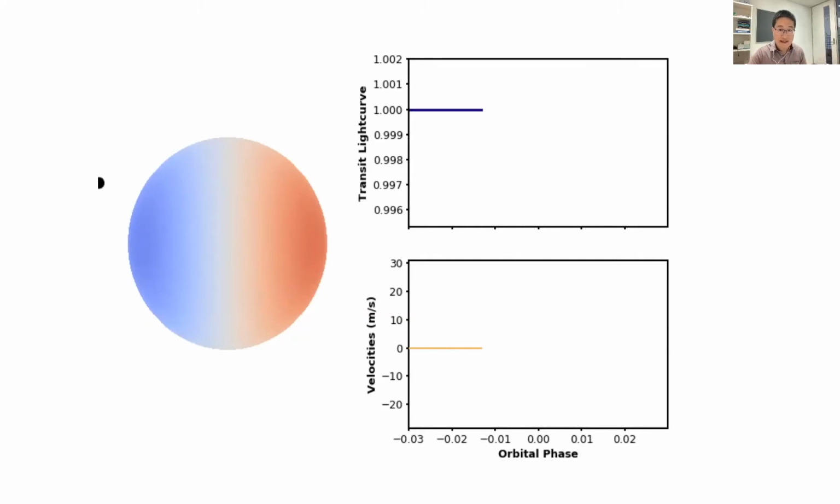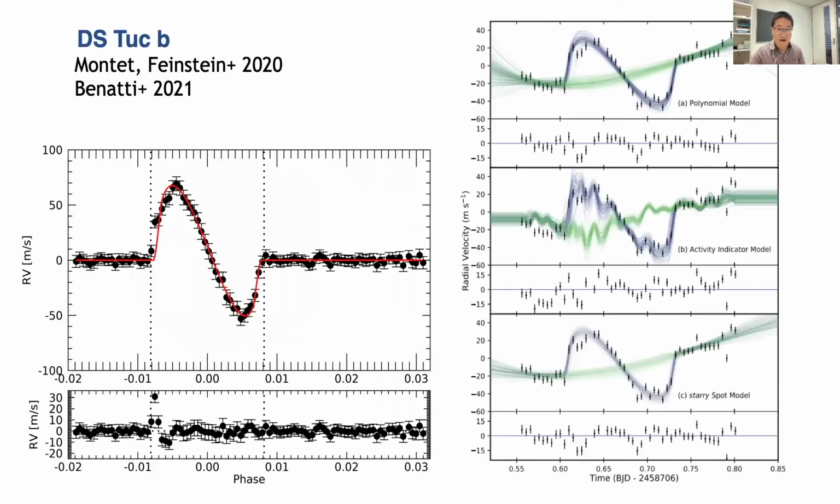Something like 160 systems have received these types of observations to date. Only a handful are young. A good example is DS-TUC, our 45 million year old system that we talked about earlier. Montet et al. and Bonetti et al. made this type of observation using the Magellan Planet Finder spectrograph and with VLT ESPRESSO, and they came to the same conclusion that the system is very well aligned.